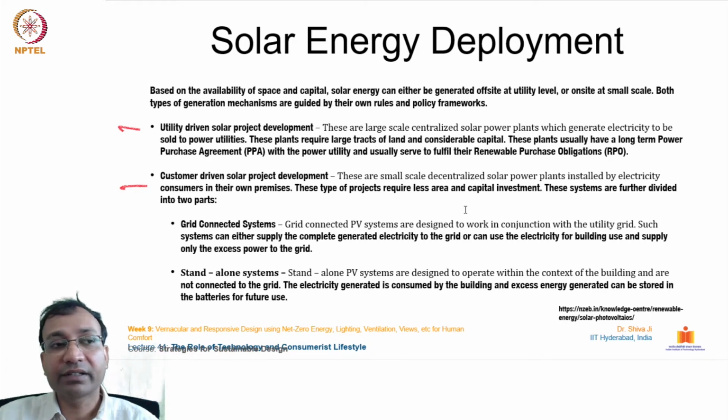The first one, grid connected systems. Grid connected PV systems are designed to work in conjunction with the utility grid. As I said, if we have a surplus electricity to sell to the grid, or in case there is some emergency situation and we need to buy electricity, for example, if our own site based production is lesser than the consumption, then we will be forced to buy. Such systems can either supply the complete generated electricity to the grid or can use the electricity for building use and supply the excess power to the grid.